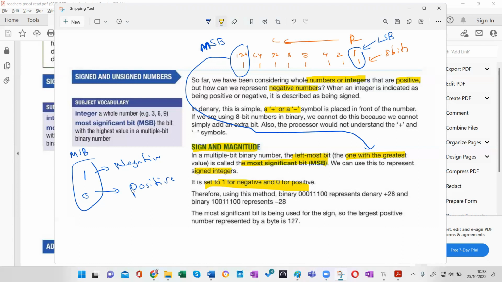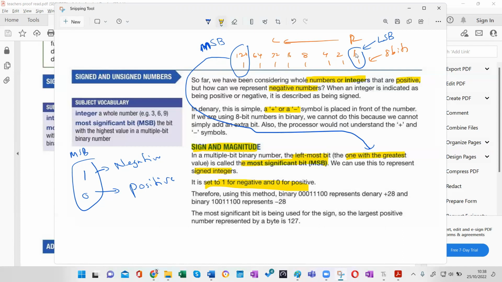Tanuti, what does that mean? You didn't understand, or you understood? I didn't understand, sir. You didn't understand. Okay, right. So do you understand most significant bit? Yes, sir.